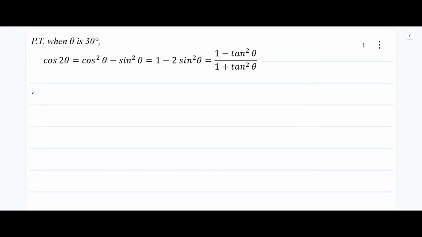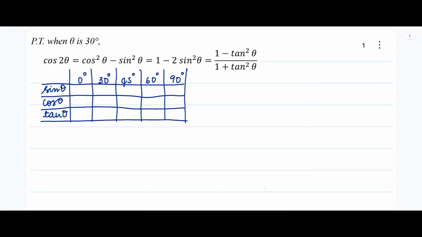The three basic trigonometric functions are sin theta, cos theta, and tan theta. And the five standard angles are 0 degrees, 30 degrees, 45 degrees, 60 degrees, and 90 degrees. The way I remember this trigonometric ratios table is sin 0 is 0, cos 0 is 1, tan 0 degrees is 0. Sin 90 degrees is 1, cos 90 degrees is 0, tan 90 degrees is not defined. Sin 30 degrees is half, sin 45 degrees is 1 by root 2, sin 60 degrees is root 3 by 2. The next row will have the reverse of the previous row.